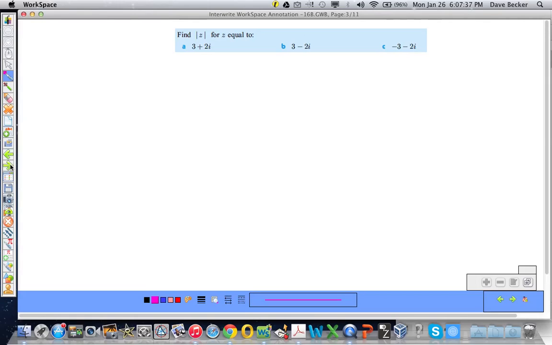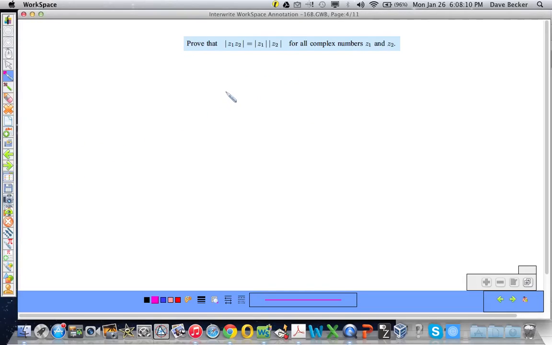Okay, so we're just going to do one of these. Find mod z for z equal to one of these numbers. So let's just do part C. Mod z would simply be equal to the square root of (-3) squared plus (-2) squared, which we know is root 13, right? So all three of these clearly are going to have a modulus of root 13.